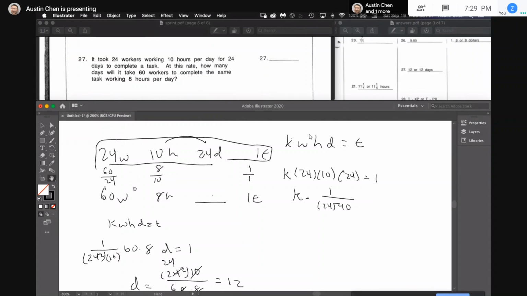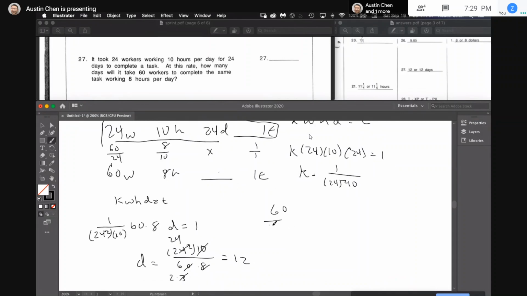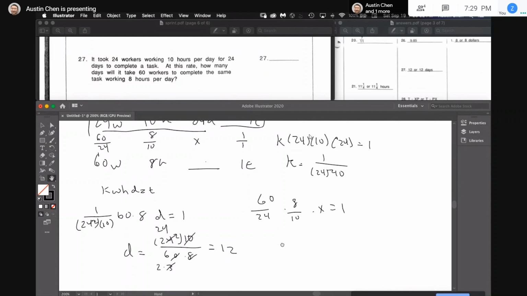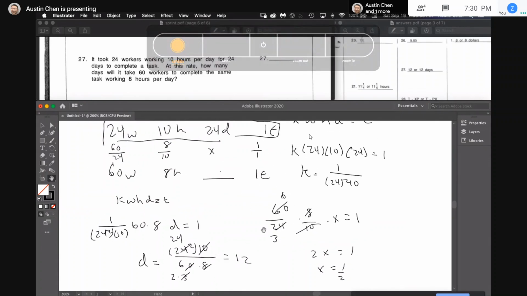Okay, let's just multiply these. If we call this ratio x, then we get 60 times 24 times 8 over 10 times x equals 1. Okay, and then cancel out 24 and 8 to get 3 here. Cancel out this and this to get 6 on top. And then 6 over 3 is 2. 2x equals 1, or x equals 1/2. So our ratio was this over that. If this over that equals 1/2, then this must be 1/2 of that. So then this equals 12 days.